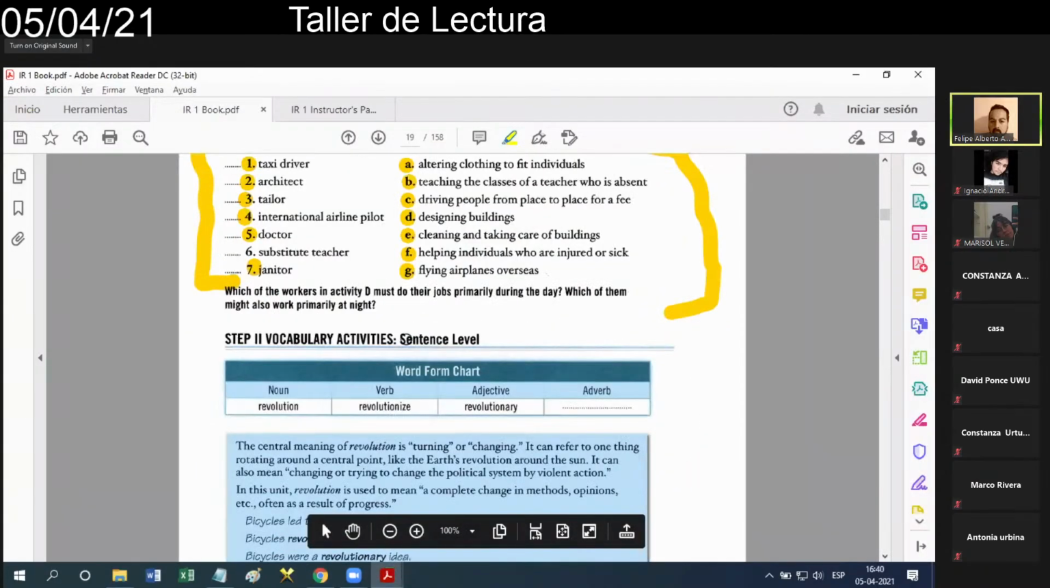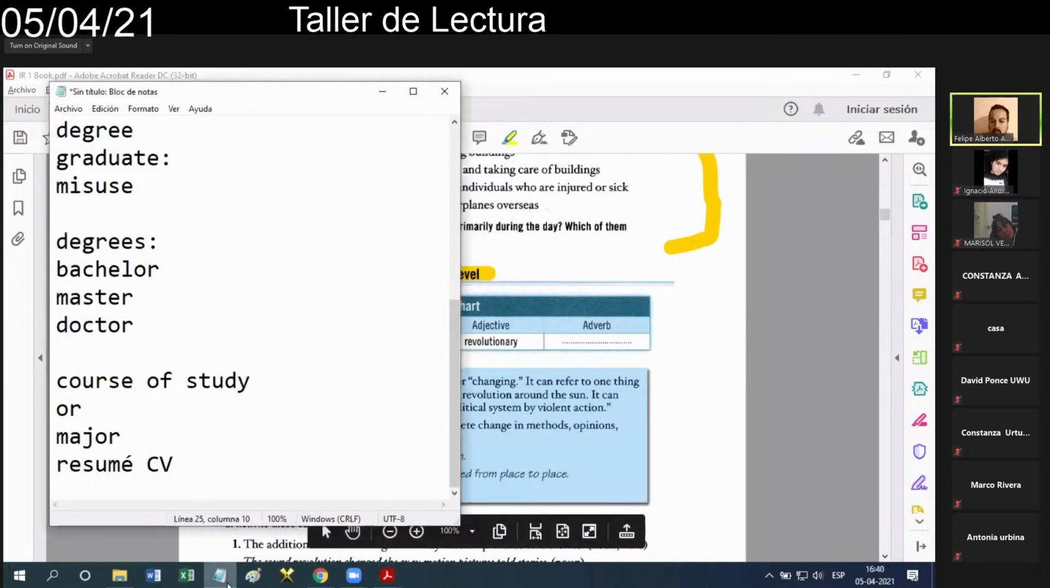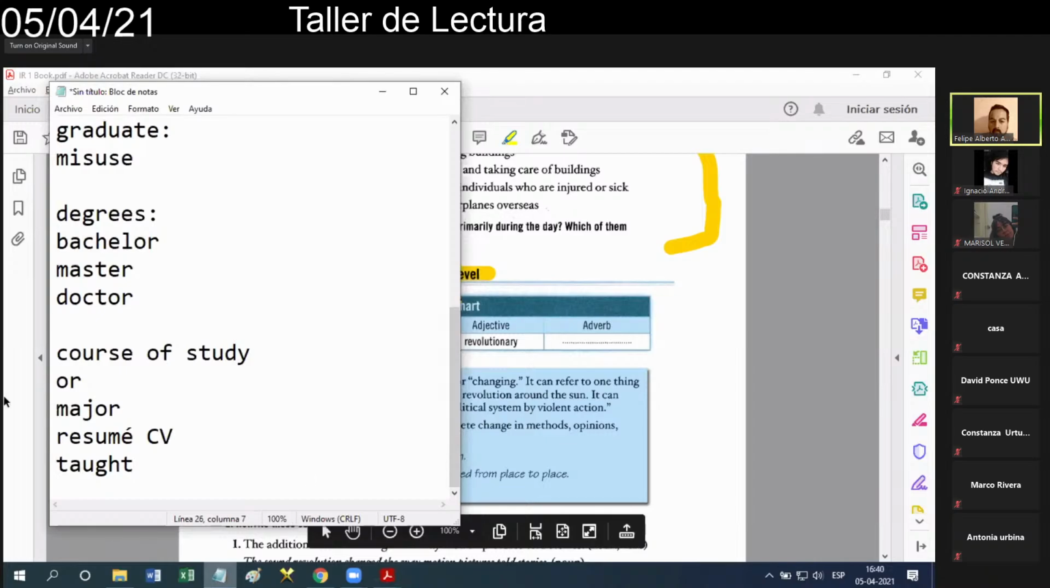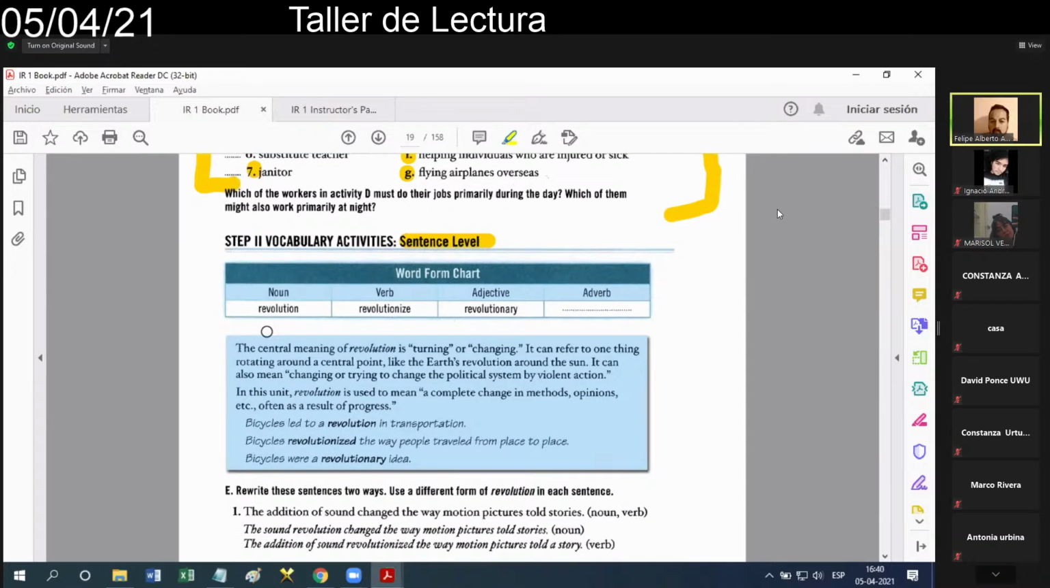Sentence level. Here, the classification that I already taught you last class, which is the past of teach. I taught you that last class. We have a word. Could be a noun, a verb, an adjective, or an adverb. In this case, the noun revolution has a verbal form, which is to revolutionize, and it has an adjective, revolutionary.